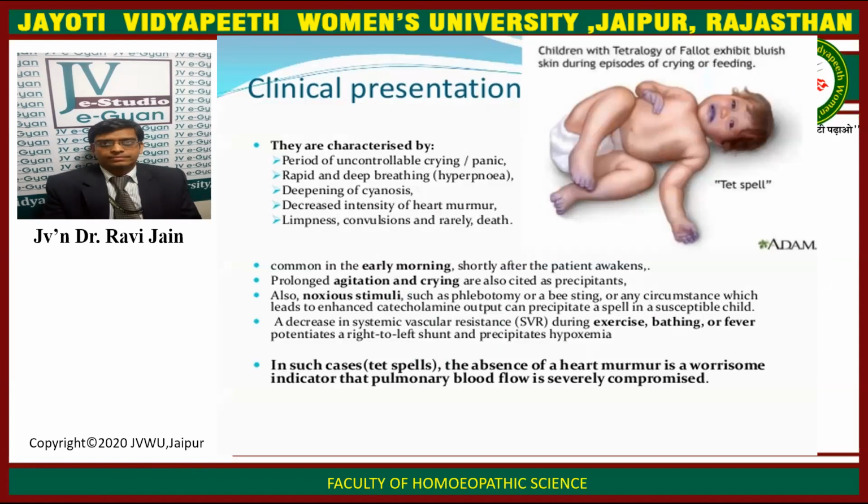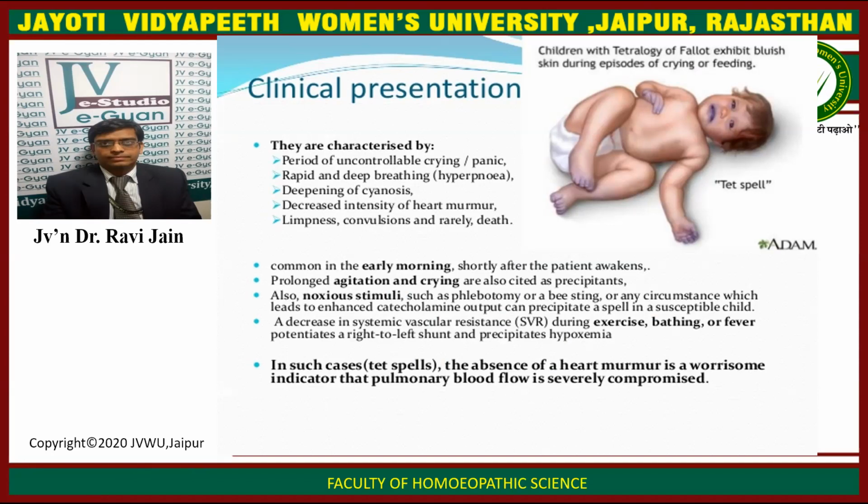Now the clinical presentation. The children with Tetralogy of Fallot exhibit bluish skin during episodes of crying or feeding. They are characterized by a period of uncontrollable crying or panic with rapid and deep breathing, that is hyperpnea, deepening of cyanosis, decreased intensity of the heart murmur, limpness, convulsions, and rarely death. It is common in early morning, shortly after the patient awakens. Prolonged agitation and crying are also cited as precipitants.